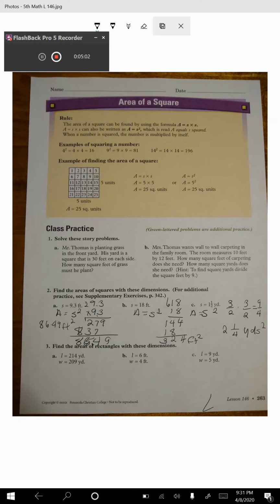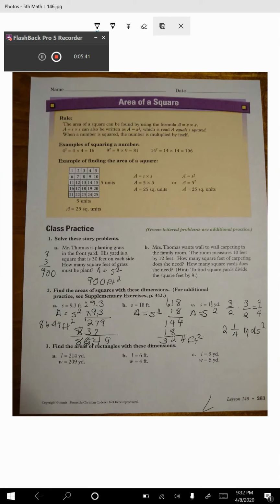Okay? All right, let's go back up to the story problems. Mr. Thomas is planting grass in the front yard. His yard is a square that is 30 feet on each side. How many square feet of grass must he plant? So, area equals side squared. So it's going to be 30 times 30. I can just do 3 times 3, which is 9. Add the 2 zeros I dropped off, and that would be 900 feet squared.